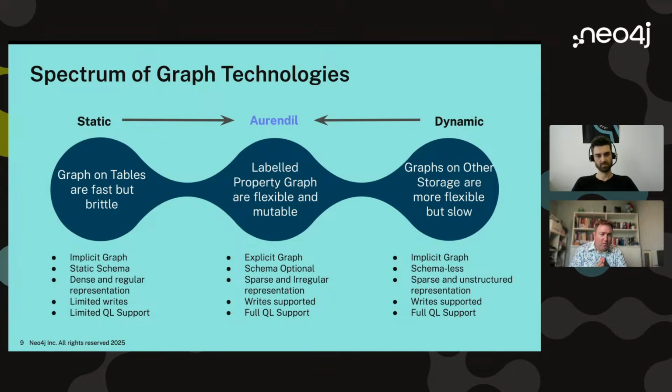And then with Neo, with Aurendil, what we want to do is sit in the middle of those two worlds, where we're not static, but we're not completely dynamic. The big difference between what we're doing with Aurendil here is that we have an explicit graph in the graph storage that we can work with. The other two sides end up having an implicit graph. When you query your data, you have to reify a graph and then query that. Whereas in Neo4j, the storage is just a graph that you can traverse very quickly.